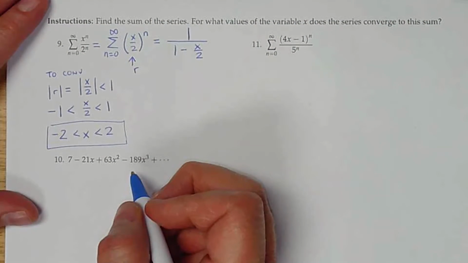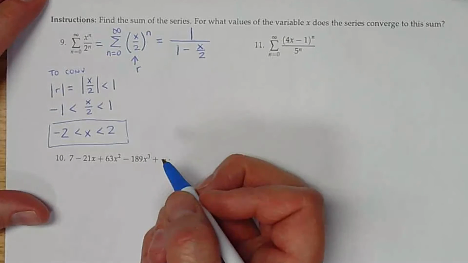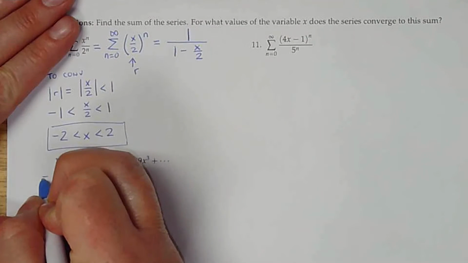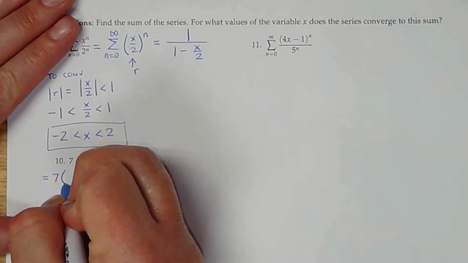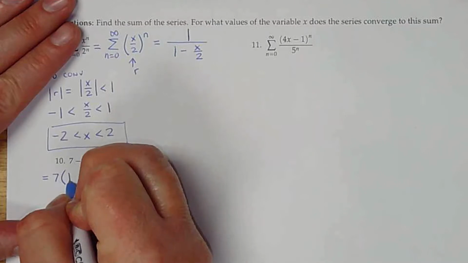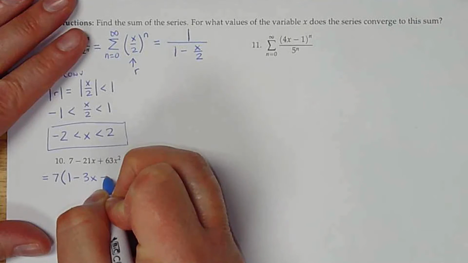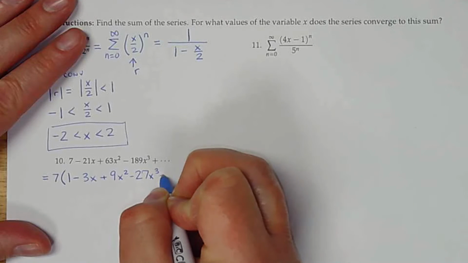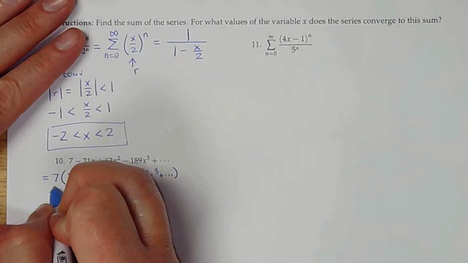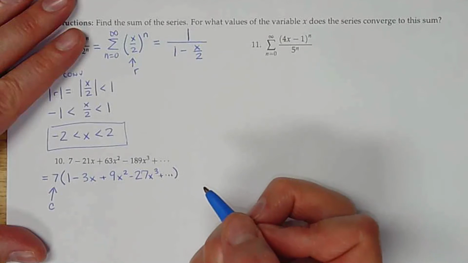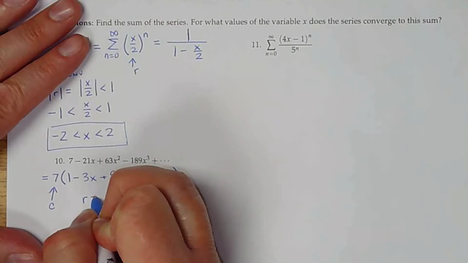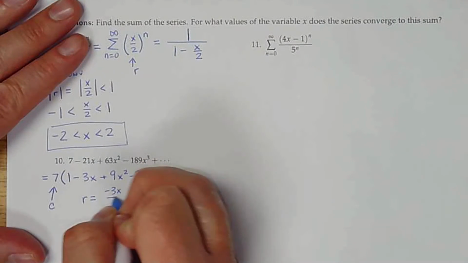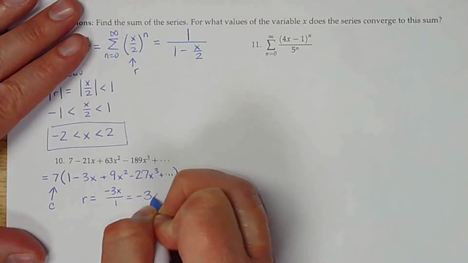Okay, so number 10 isn't in summation notation. So let's go ahead and put it into that form of notation first. So my first term is 7. So I actually want to factor a 7 out like I did in some of those previous problems so I can see this series more clearly. That leaves me with 7 times 1 minus 3x plus 9x squared minus 27x cubed plus dot dot dot. So 7 is my first term, that's my c. And my r, so remember I can calculate r using any two adjacent terms, so I'll use the -3x over 1. So that gives me r is equal to -3x.